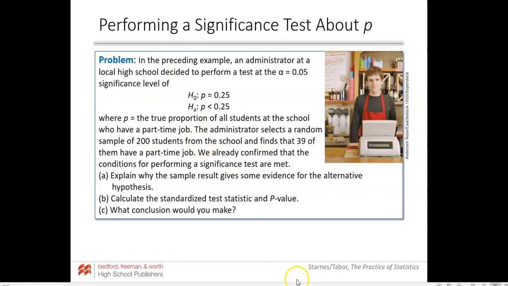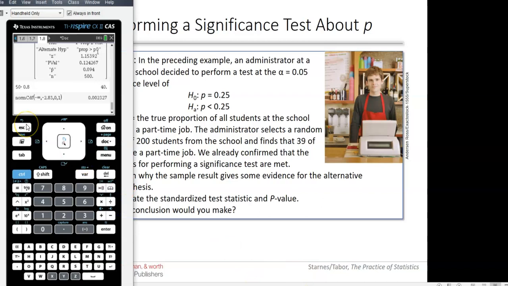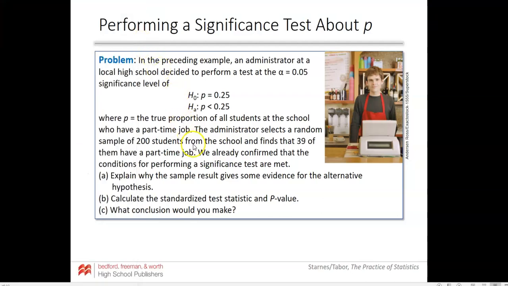So let's just get our calculator out for a second. So 39 out of 200. So what is that? 39 divided by 200. I'll put a decimal point there. It gives me a decimal. So 19.5%. Well, that is less than 25%. So maybe people at the school do have fewer part-time jobs than normal.